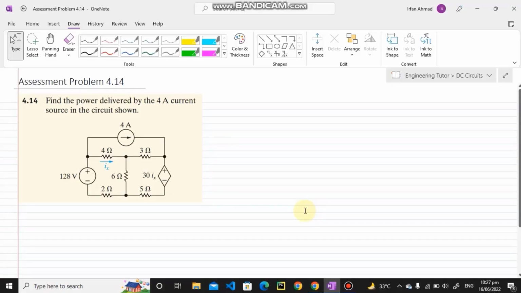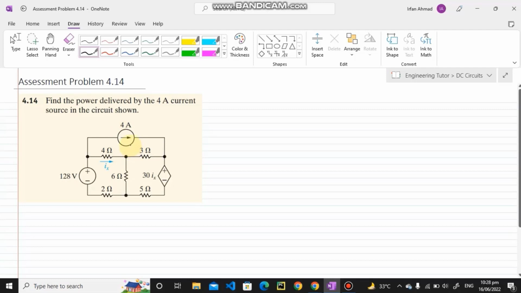Hi all. So this is another problem in which we have to find the power delivered by this 4 ampere current source. Again, we are not given any method with which we have to find the solution of this problem. So we have to select ourselves which is the convenient method for us to find the required quantities.